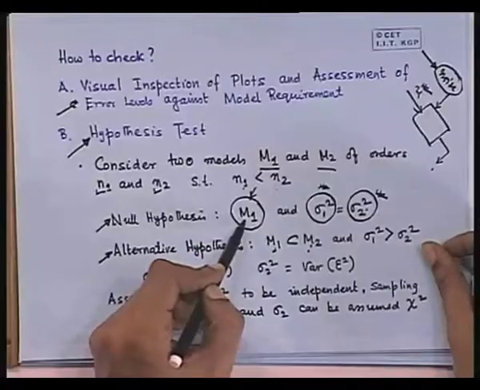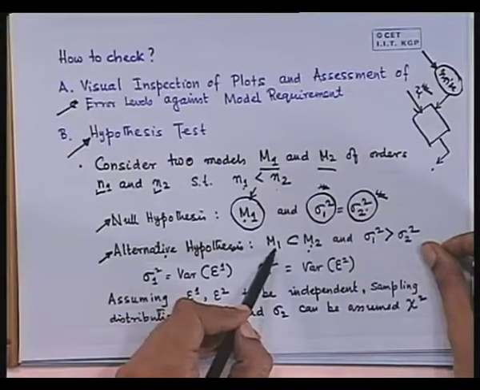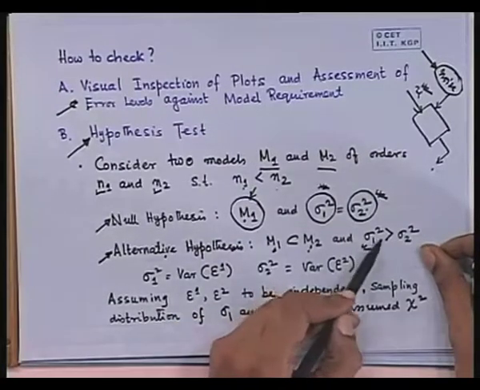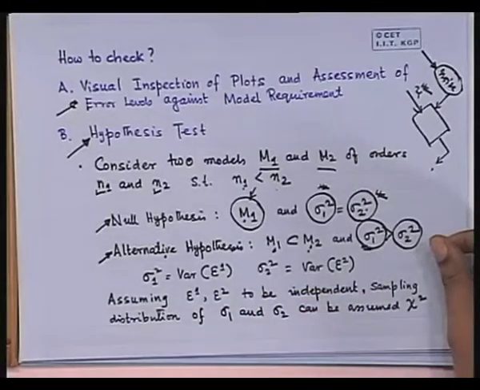So if this is rejected, then my alternative hypothesis is that M1 is actually a subset of M2, and sigma 1 square, that is the variance that I am getting from M1, is actually greater than that from M2. So there is a possibility of reducing the prediction error.